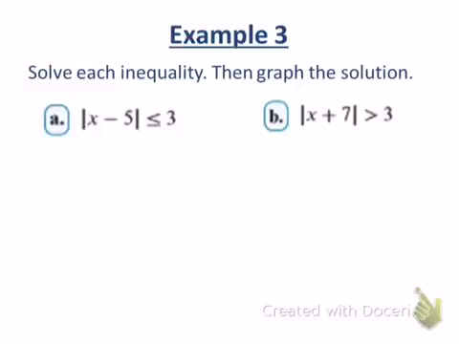All right, a little different here. Just adding steps as we move along. Absolute value of x minus 5 is less than or equal to 3.